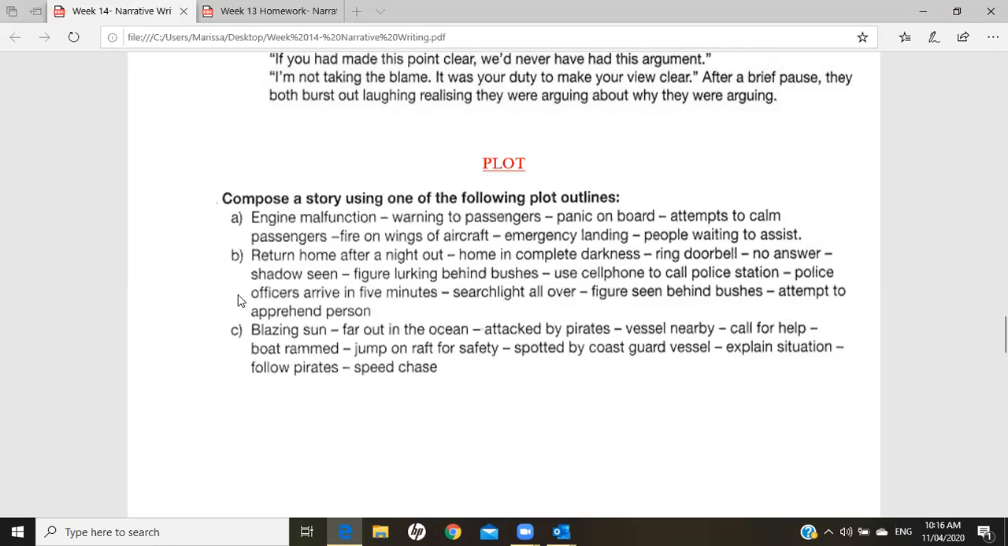So let's go to the end of the story. If you reach home in darkness, you've seen someone in the bushes. Who's going to be this person? After the police come, they search for the person, they find the person. Who is going to be this person? Someone who escaped from prison, maybe an escaped felon. Okay, someone who escaped from prison. Who again could this person be?